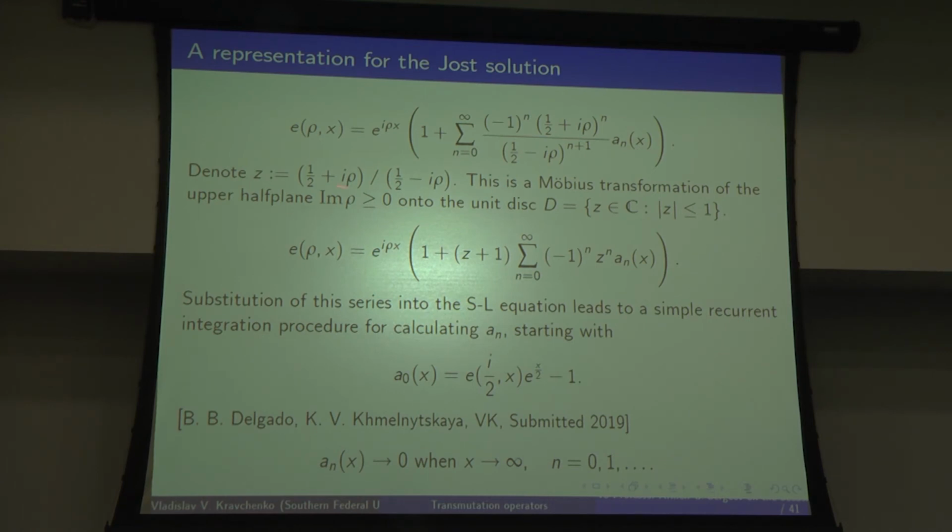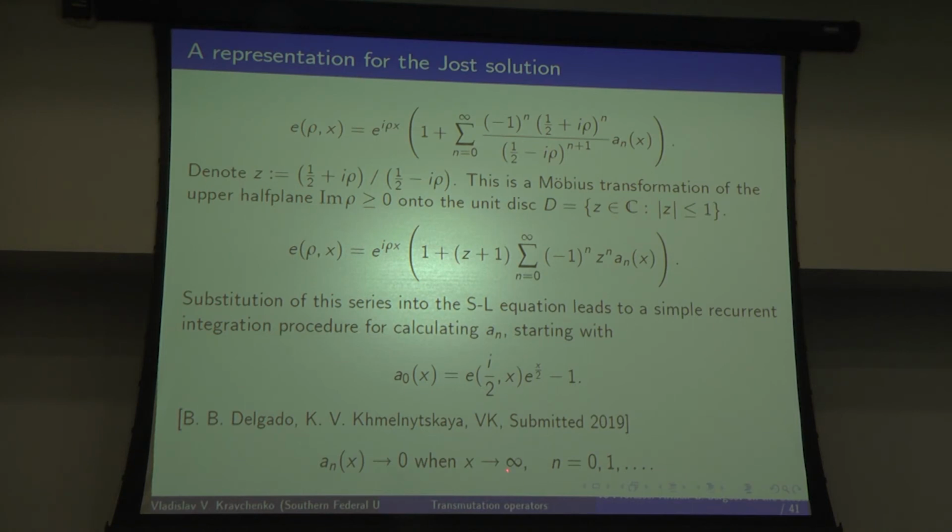So this, of course, is just a Möbius transformation of the upper half plane where my rho lives onto the unit disk in terms of z. So the Jost solution in terms of z admits the following representation. And now I substitute this representation into the Sturm-Liouville equation.